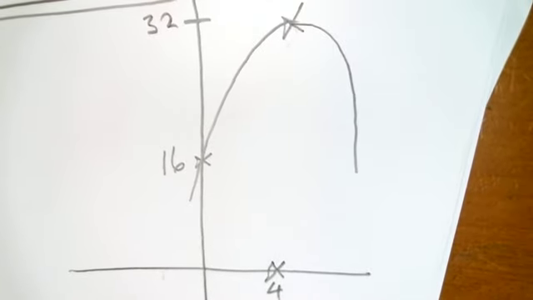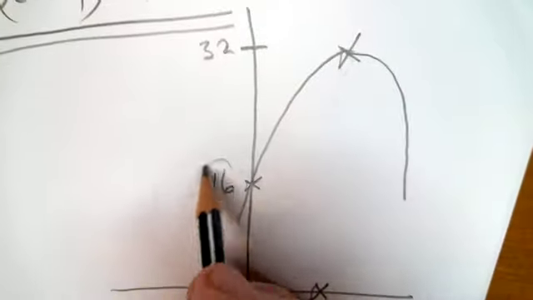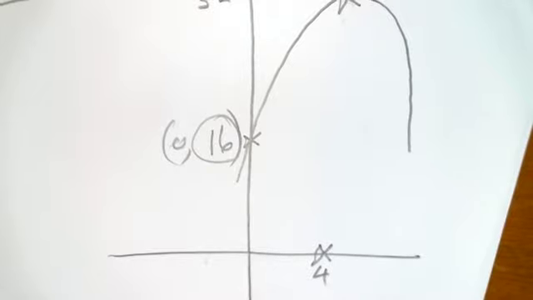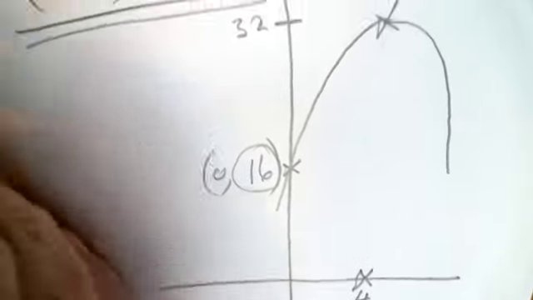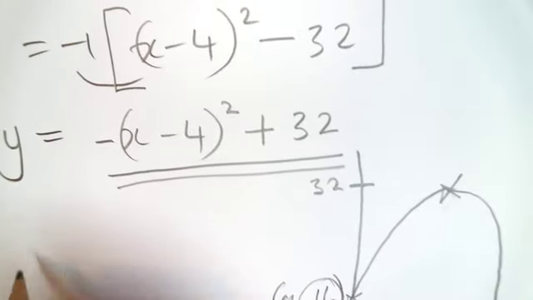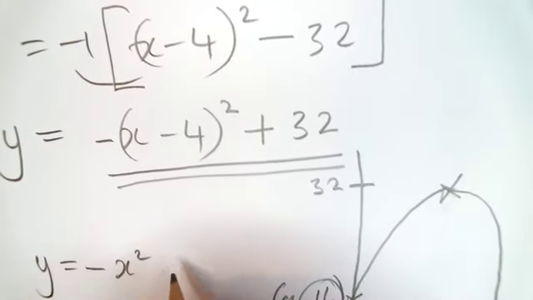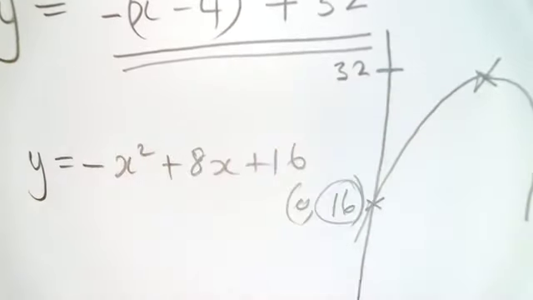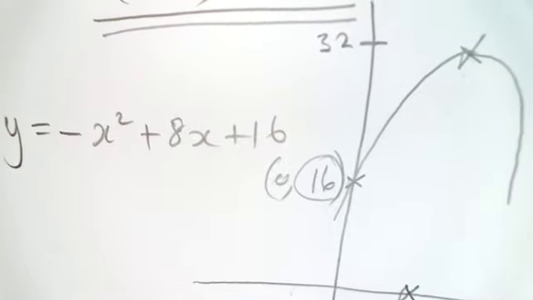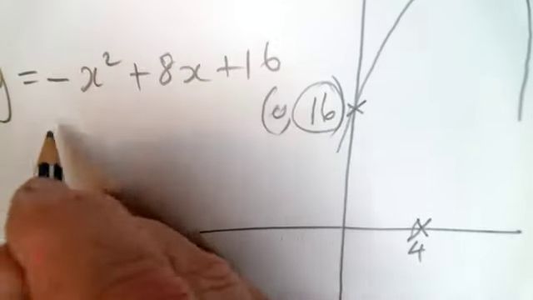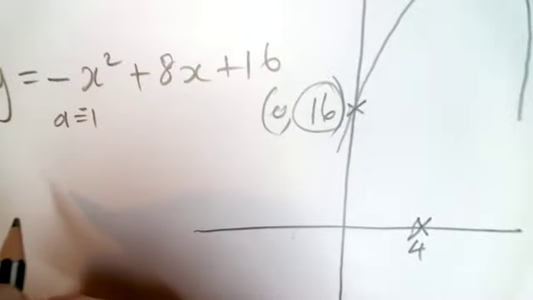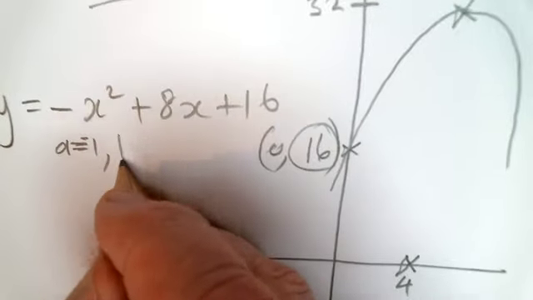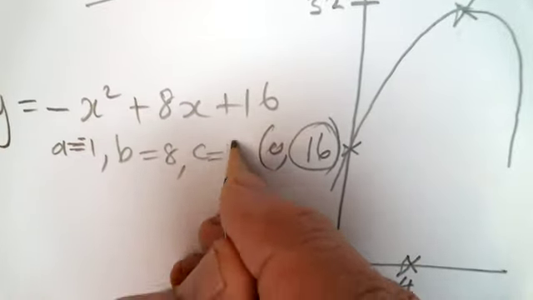Now, to find the x-intercepts, because we've got our y-intercept, which is 0 along, 16 up, we can find our x-intercepts simply by using completing the square. At the moment I've got y equal to negative x squared plus 8x plus 16. I'm not going to complete the square manually. I'm just going to use the calculator, so it doesn't take a long time. So my a value is going to be -1, my b value is going to be 8, and my c value is 16.